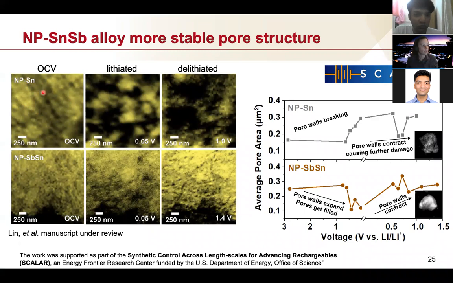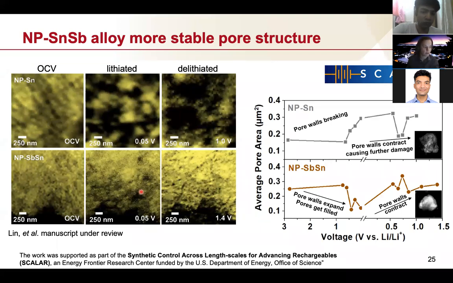This is the pore structure before cycling. Lithiated, you can see the pores have gotten really large. Yellow is the tin, black is the pore. And then delithiated, the pores have actually agglomerated, the pore walls have fallen apart and things like that. Whereas the nanoporous tin antimony, it seems the pore size is actually maybe even smaller to start out with, and maybe that helps. There's not much change as you cycle it, as you lithiate it and delithiate it.